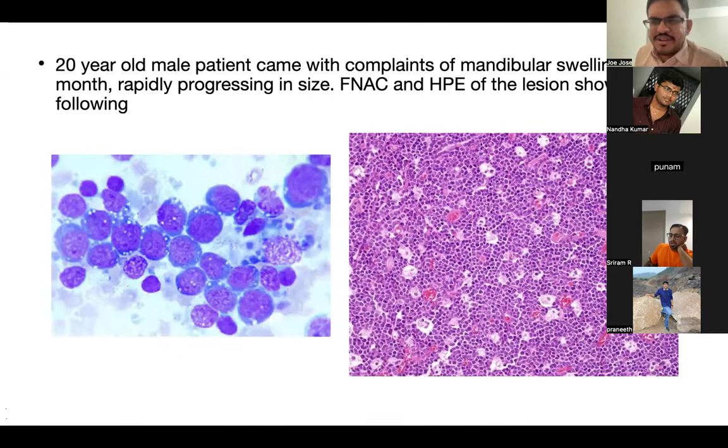Can you tell me the types of Burkitt's lymphoma? Sir, we have endemic and epidemic types of Burkitt's lymphoma. Immunodeficiency-associated type as well, right? Yes, those are the three types.